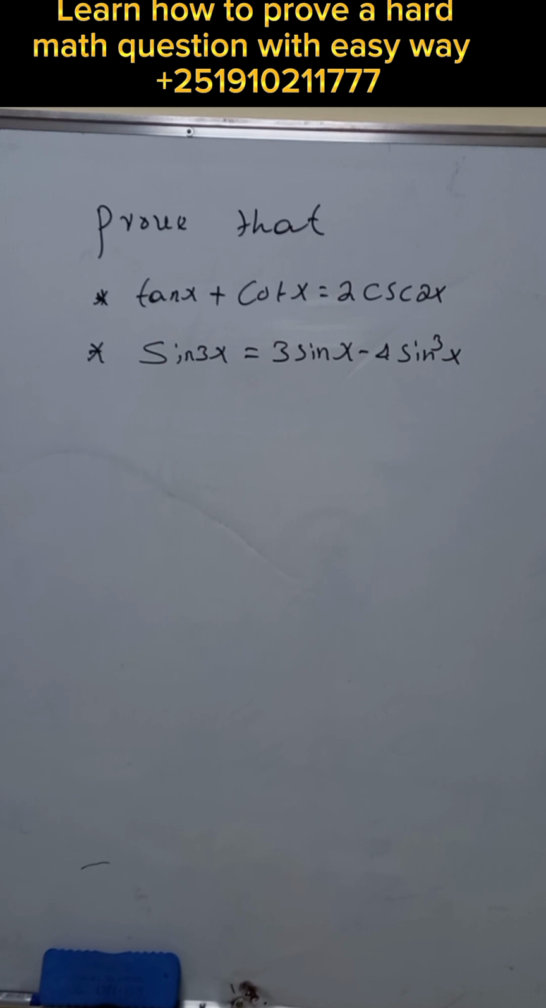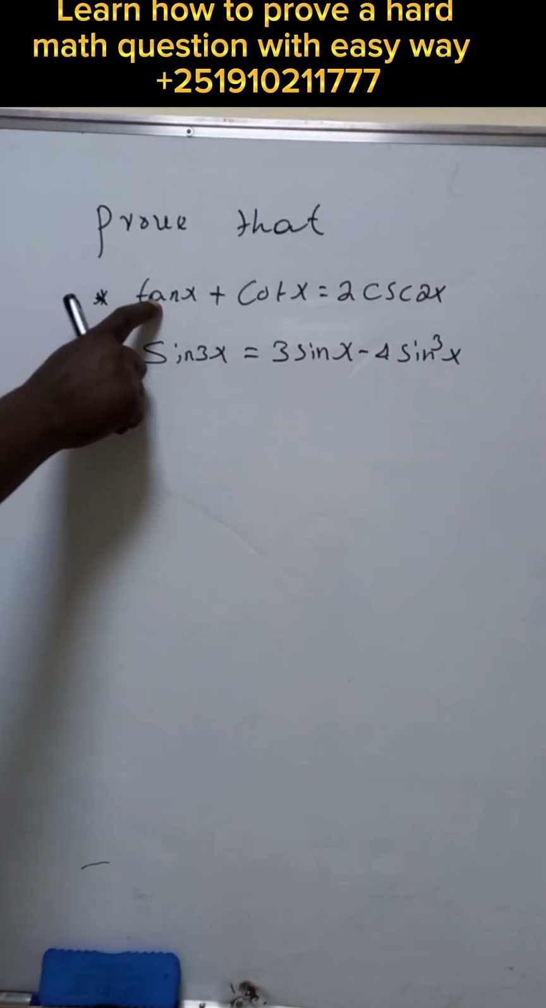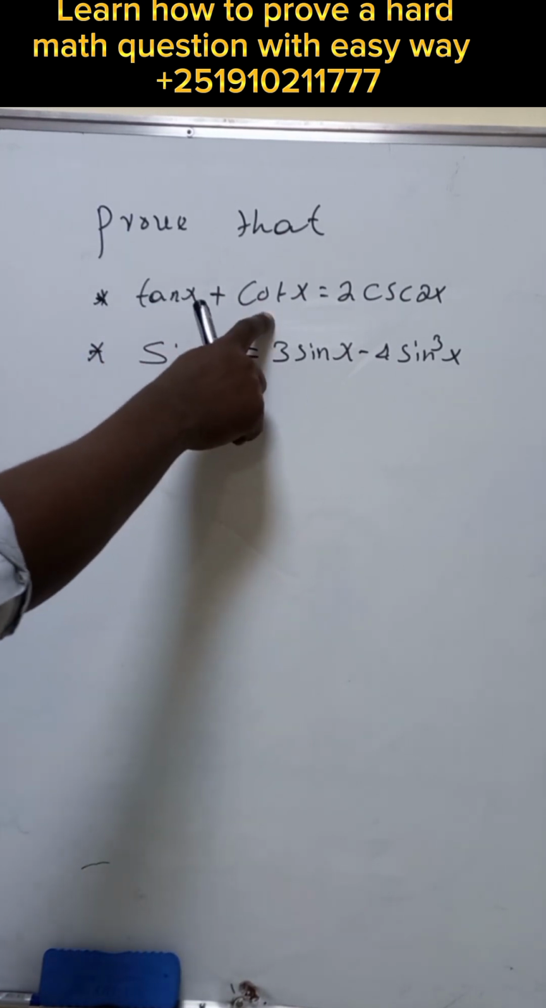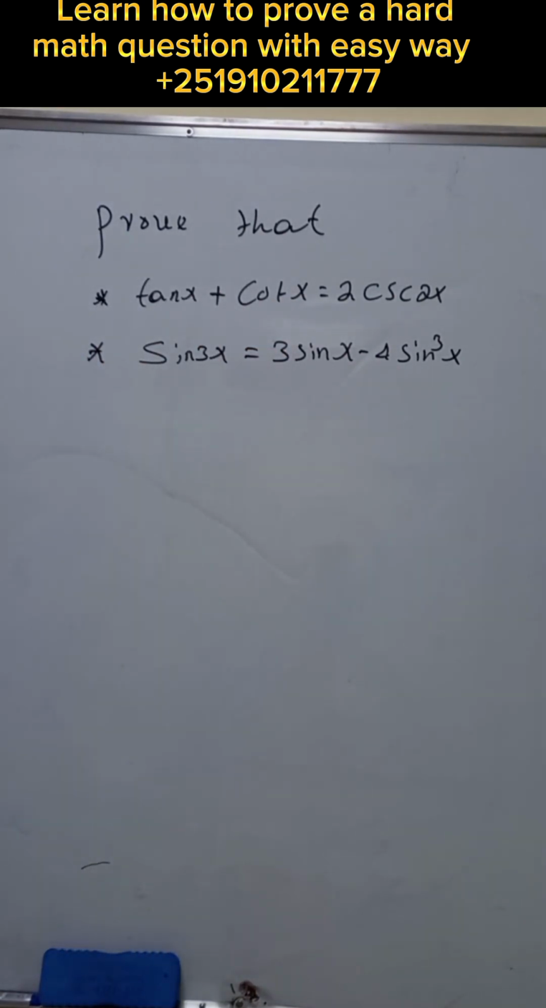So let's come back to the first question. It says prove that tan x plus cot x is equal to 2 cosecant of 2x. That means tangent of x plus cotangent of x is going to be 2 cosecant of 2x. So how are we going to prove this problem?